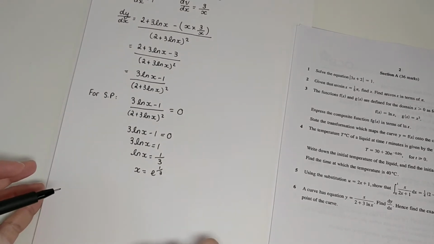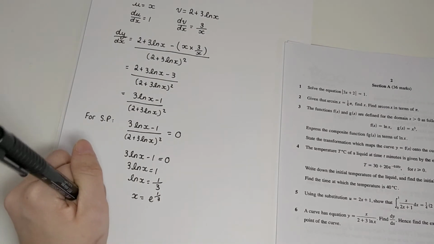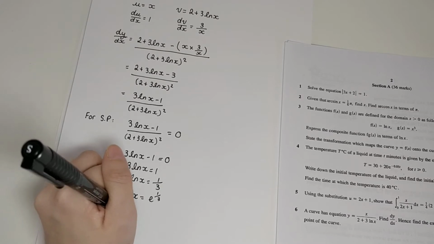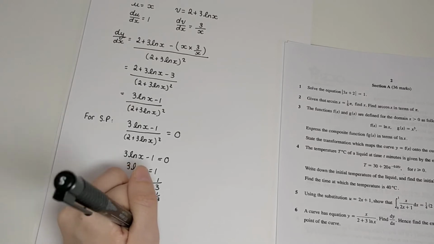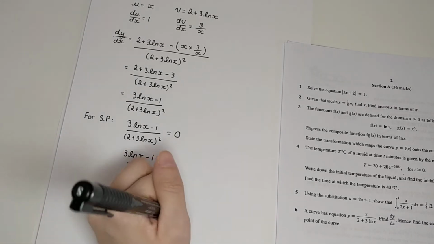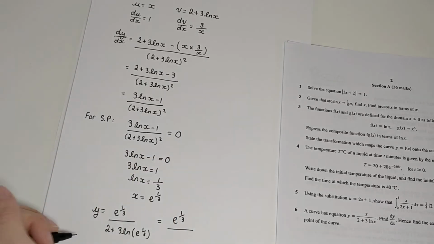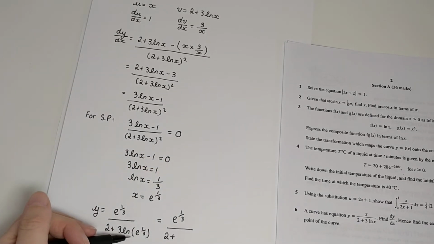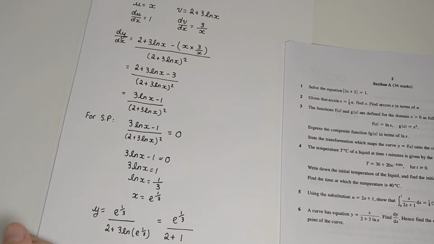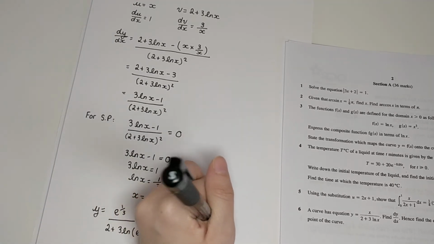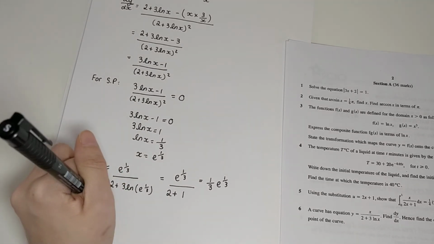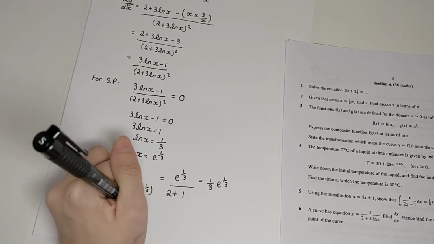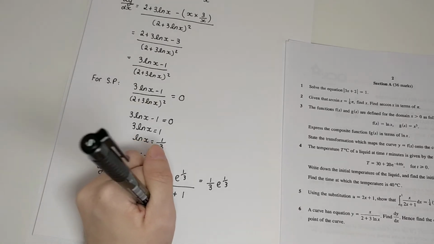I'm going to need my y value since it said coordinates. So y equals e to the third over 2 plus 3 log of e to the third, which is e to the third over 2 plus, let's see, log of e to the third is just a third, and 3 times a third is just 1. So it's that. So that's a third of e to the third. So the coordinates, e to the third, e to the third.